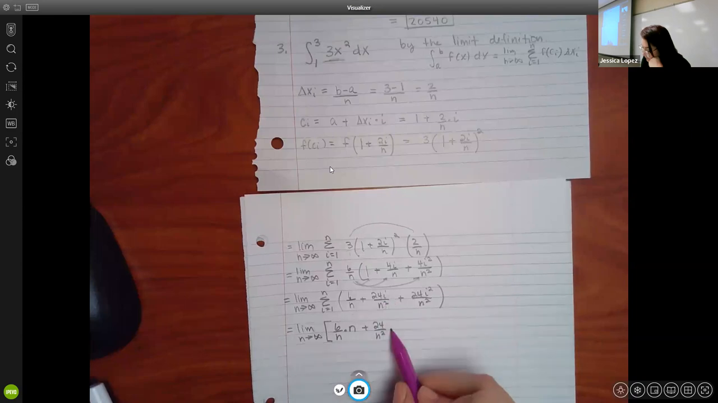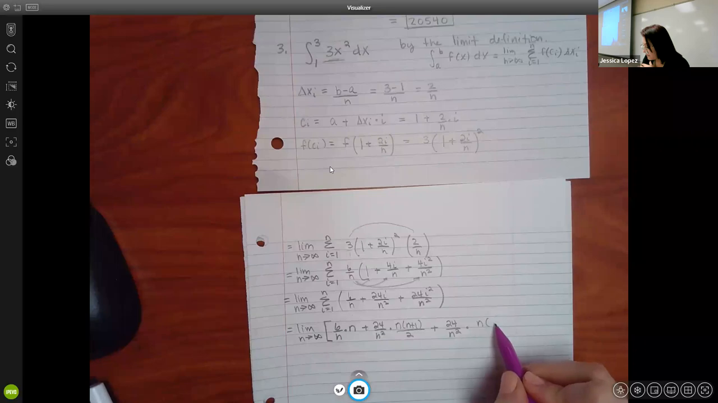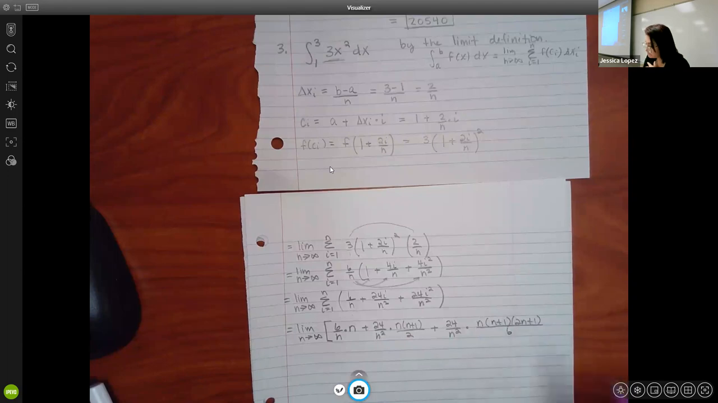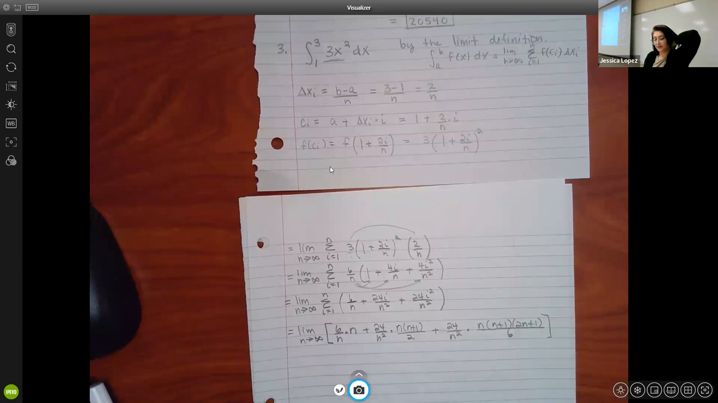And the i has to use the formula, and you get n times n plus 1 over 2. Here I can write 24 over n squared, and then the formula for i squared is n times n plus 1 times 2n plus 1, all over 6. Now here you definitely have to simplify this, because if you try to do the limit right now, you're going to get a bunch of indeterminate forms, right? You'll get infinity over infinity, infinity over infinity, and infinity over infinity. So we definitely have to simplify it.